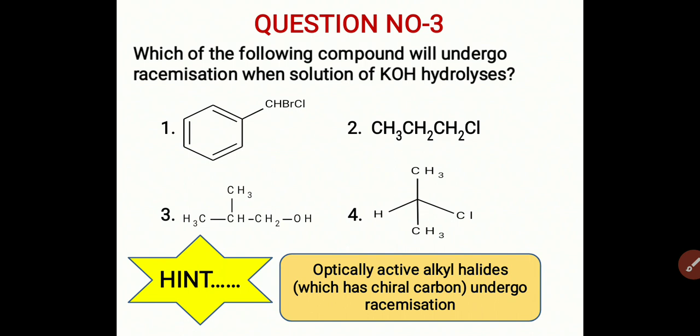Then you see in which case that chiral carbon is there. What is a chiral carbon? A chiral carbon is nothing but a carbon which is surrounded by 4 different atoms or groups of atoms. In the second, third and fourth options, the carbon is not surrounded by 4 different groups. But in option number 1, the carbon of this CH is attached to 4 different groups of atoms or atoms. Hence it is chiral. Hence the correct answer for this is the first option.